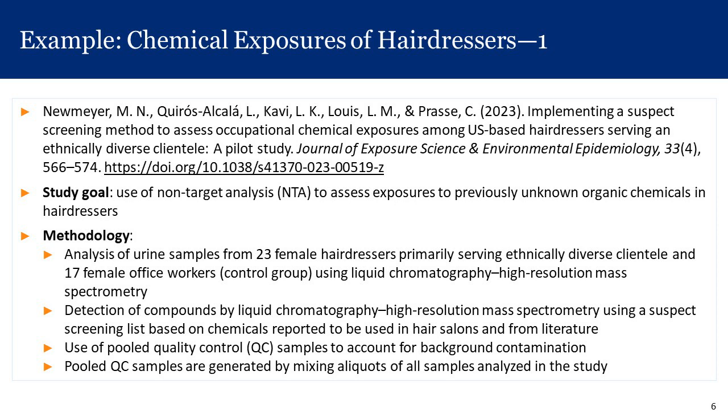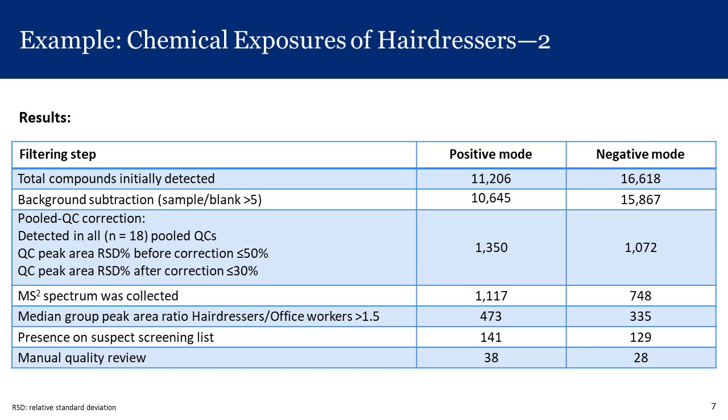And this was basically used to account for any background contamination and also determine chemicals that are present across all hairdressers. To talk a bit more about how many compounds are initially detected and how many compounds are ultimately confirmed, or for which we have a good estimate of the chemical structure, I'm showing this table here.